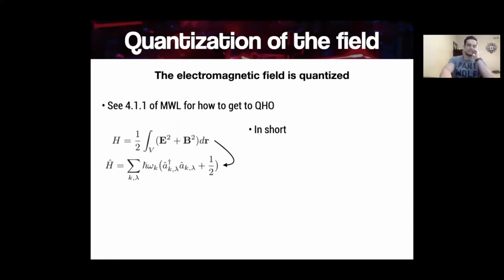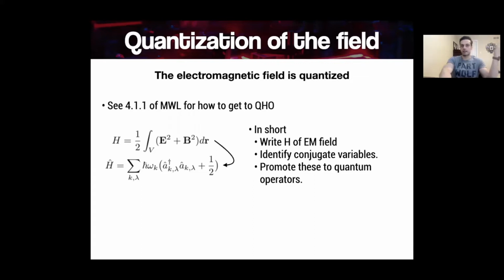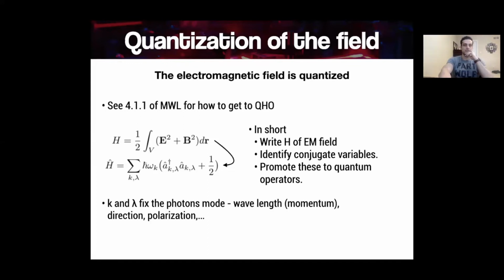The basic idea of how you get from this Hamiltonian to that Hamiltonian is that you write out the Hamiltonian of the electromagnetic field, identify conjugate variables, and promote them to quantum operators. It's a very similar idea to what we did in superconducting when we looked at the LC circuit and quantized it. It's sort of the same strategy, if you will. Not exactly, it's a bit more complicated than that, but in 4.1.1 we detail it, and it's a few pages, so I recommend going through that.